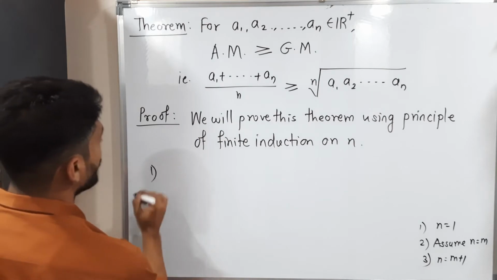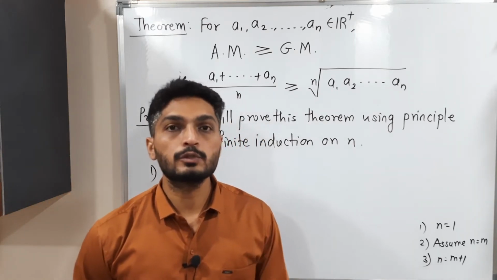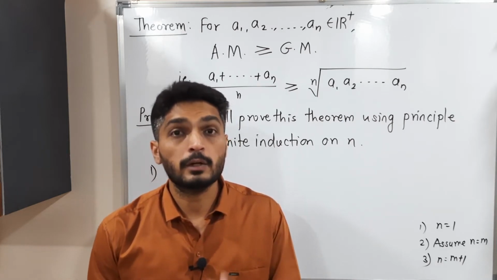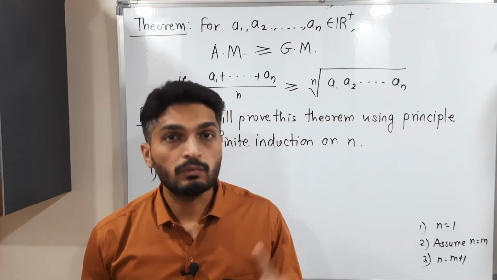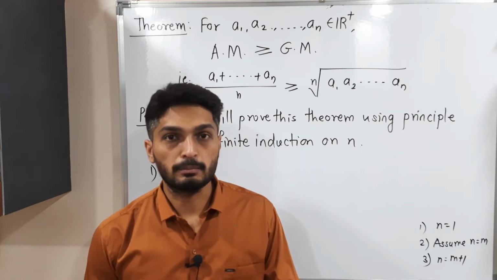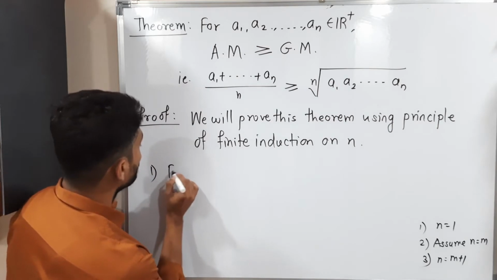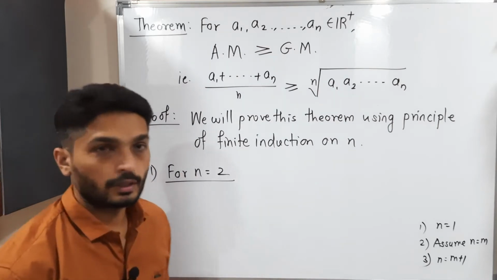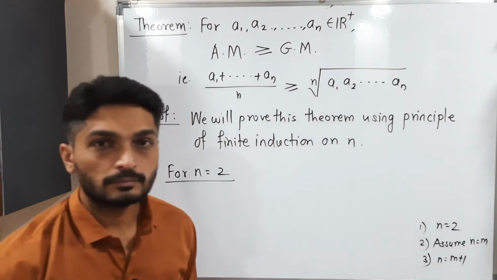So see, what is our first step? n is equal to 1. We have to prove the result is true for n equal to 1. But instead of n equal to 1, we will start with n equal to 2. n equal to 1 means only one real number, and we cannot find the arithmetic mean and geometric mean for one real number. So we'll start with n equal to 2. So here our first step is n equal to 2.